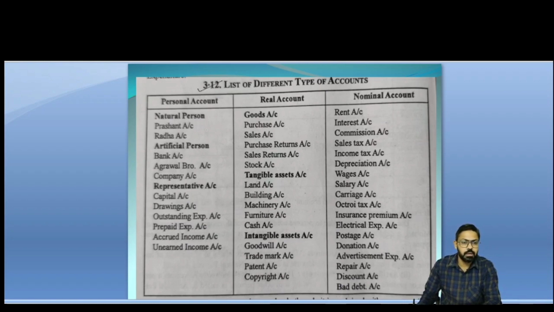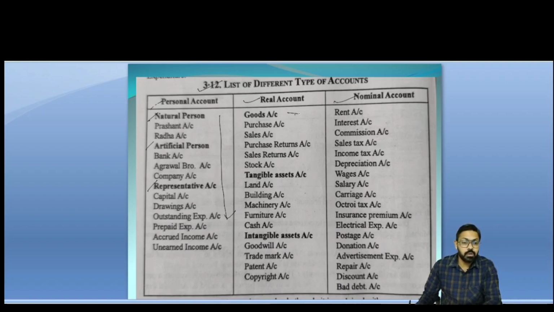This one is not explainable, but you can read it or you can make a short note in your notebook. Personal account, these all are personal accounts. We already talked about the natural, artificial, and representative. So there are some examples for you.